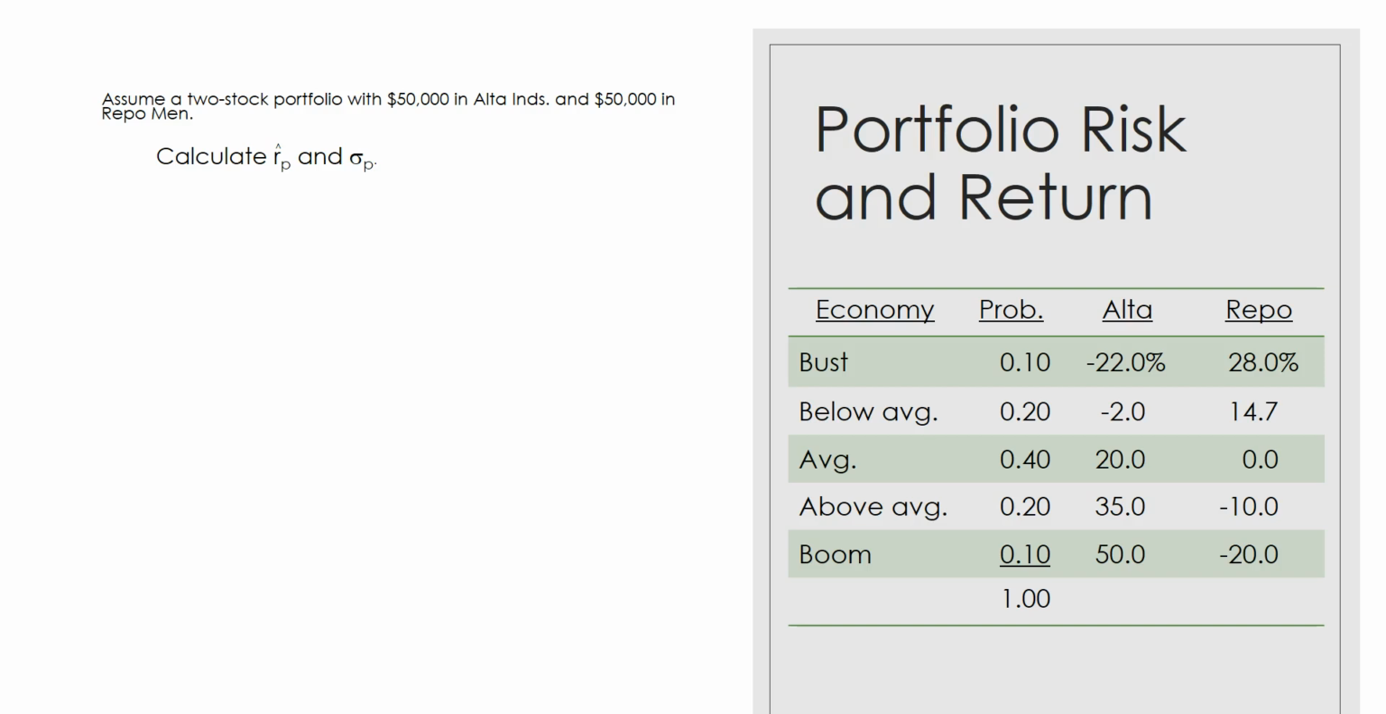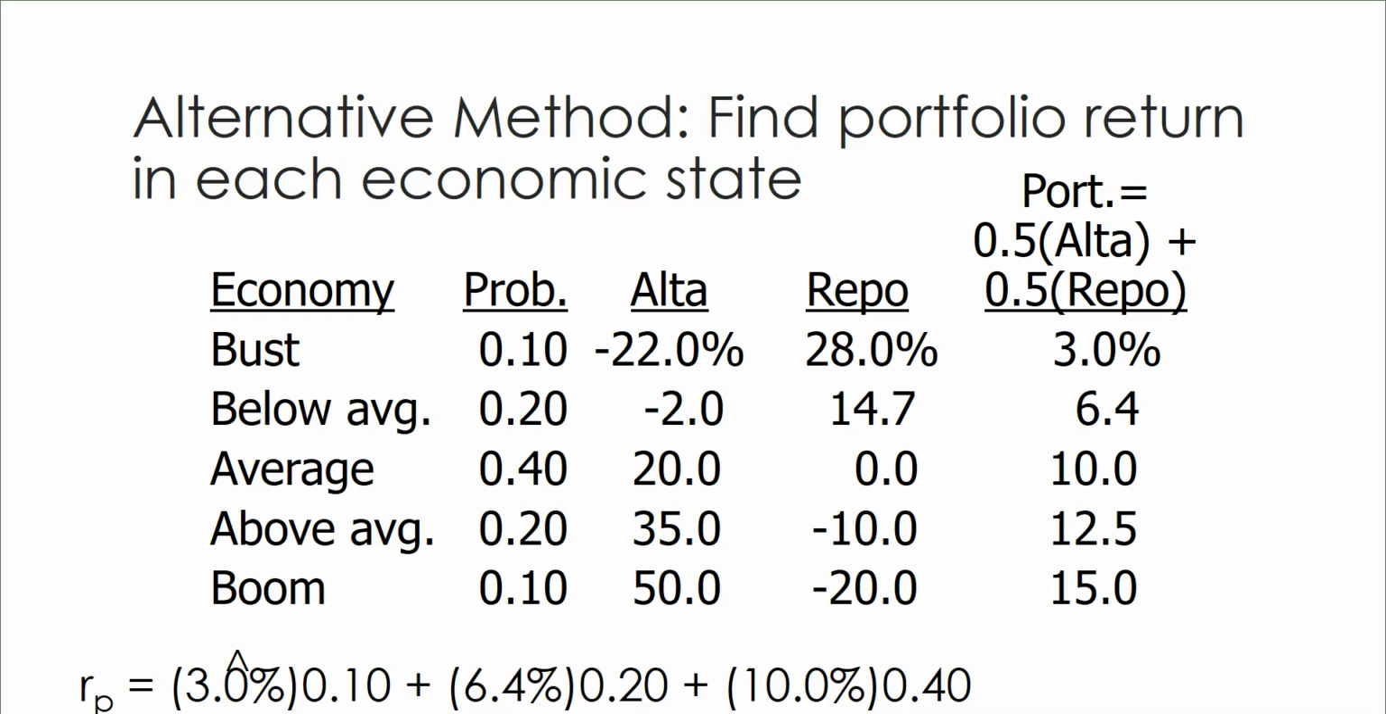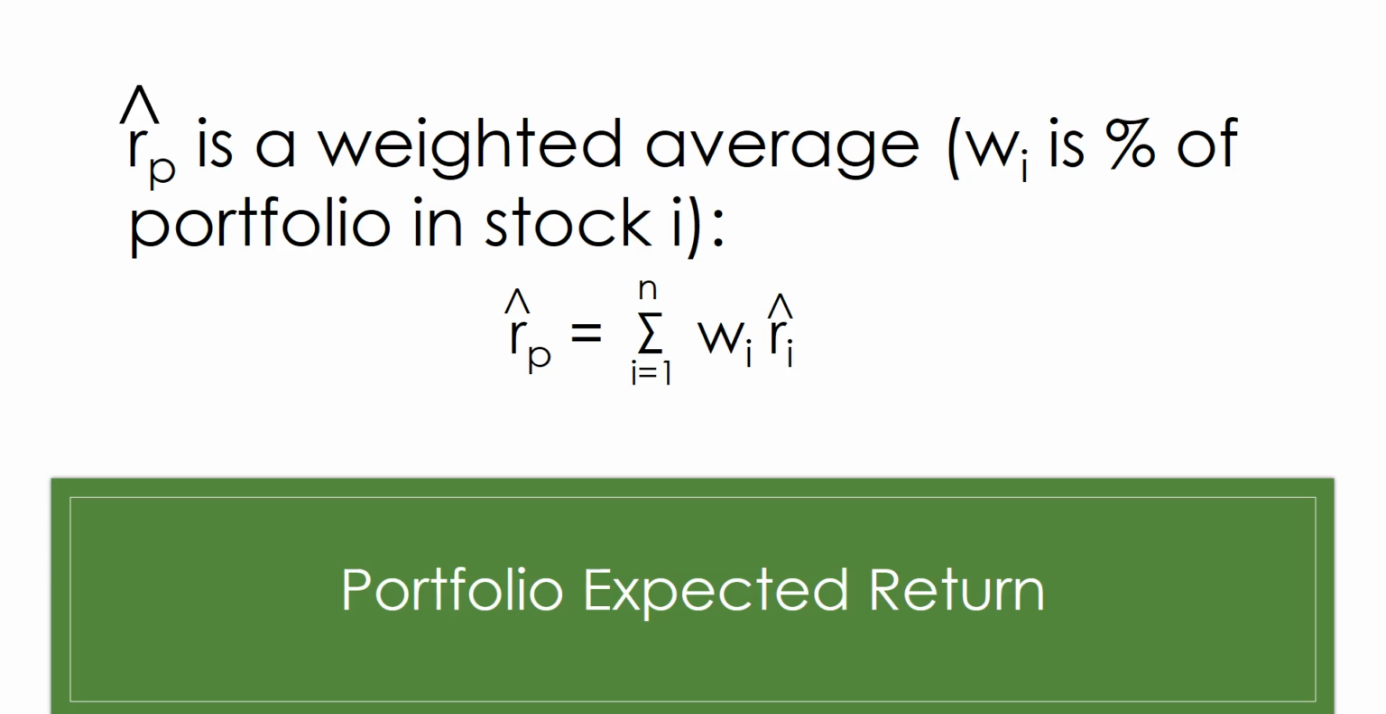So let's consider a two-stock portfolio. Let's assume that we have $50,000 invested in Alta and $50,000 invested in RepoMin. Let's calculate the portfolio return and the portfolio standard deviation. So first we need to talk about the definitions for portfolio return. Portfolio return is the summation of the weight times the expected return of that stock.